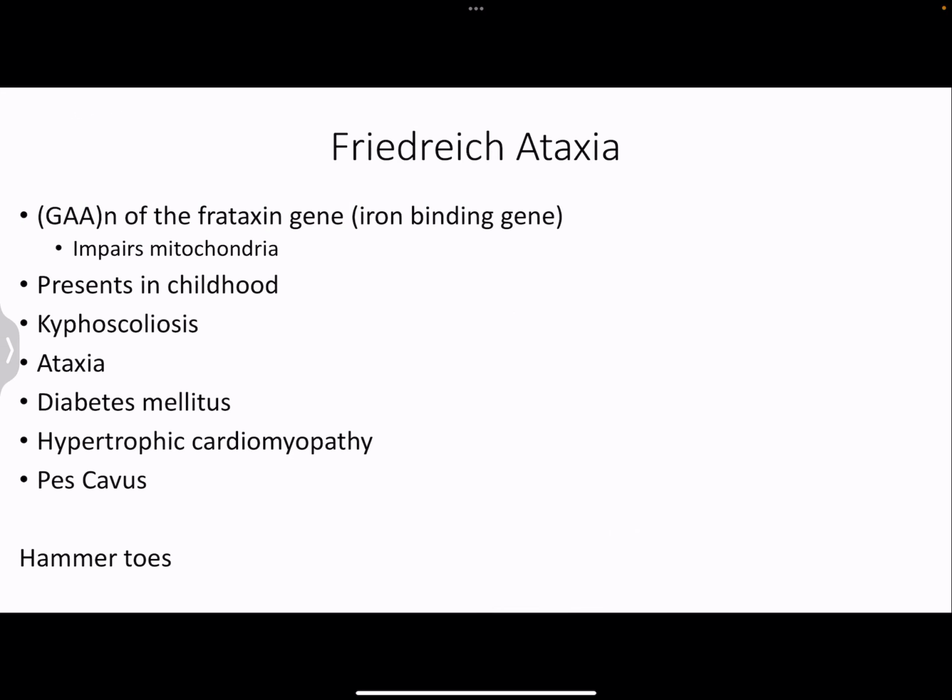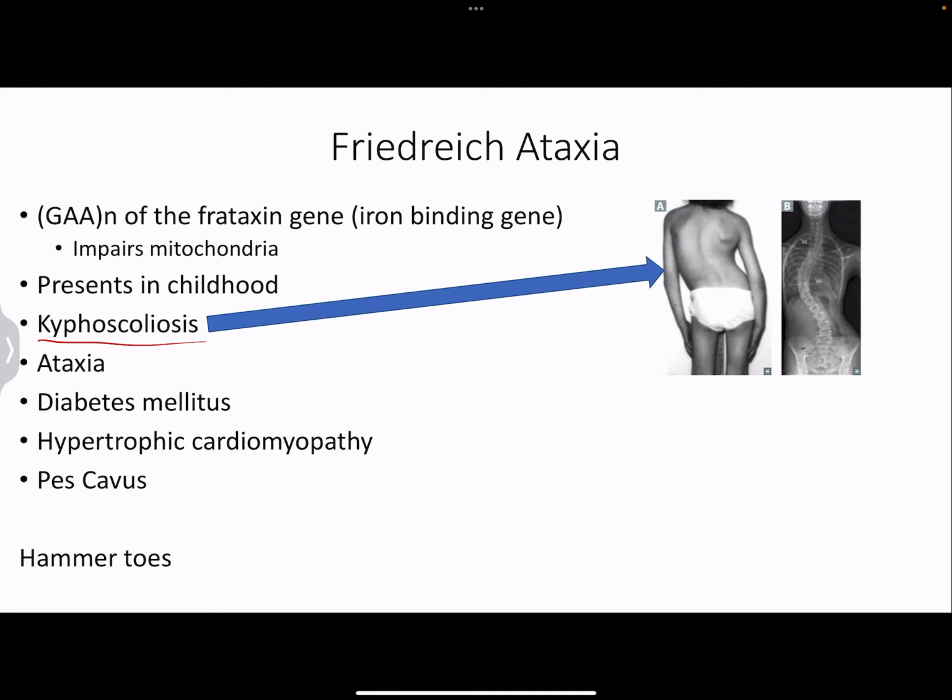Friedreich ataxia is the GAA repeat of the frataxin gene, which is important for iron regulation of the mitochondria. It's going to present quite early. You're going to have kyphoscoliosis, where you have both sagittal and coronal displacement of the spine. Ataxia, hence the name, so balance and coordination issues. Diabetes, hypertrophic cardiomyopathy, so in a young person the heart basically gets too big and you get a heart attack.